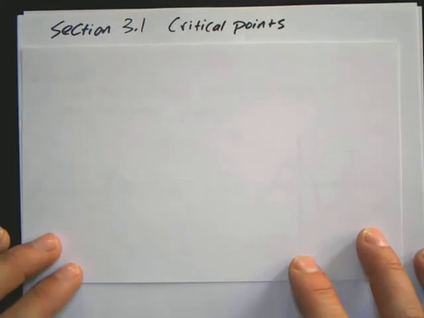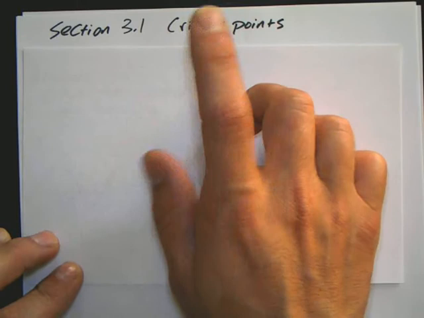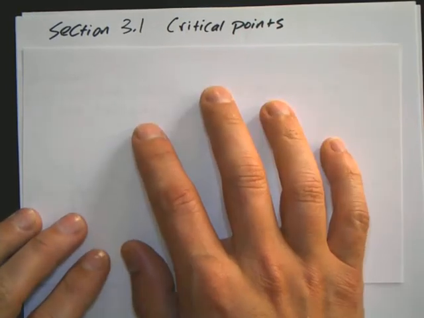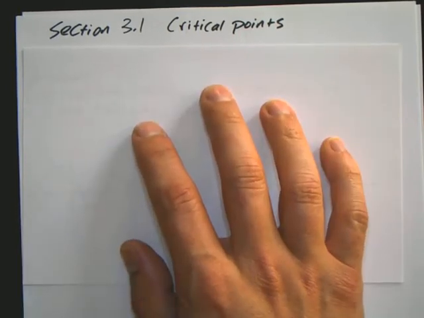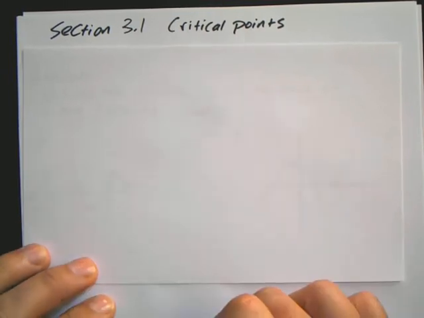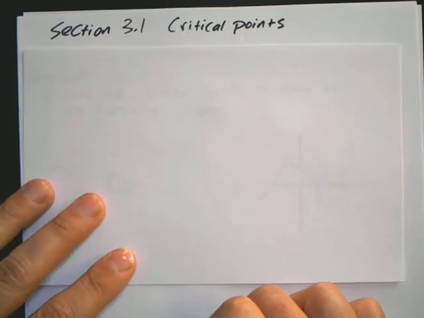Alright, in this video we're going to introduce 3.1, which is dealing with critical points. So this is the beginning of Chapter 3, and Chapter 3 has to deal all with applications of the first derivative and second derivative. So now that we've gone through and found all these derivatives through the chain rule and product rule, we're going to actually start doing a lot of stuff now that we find the derivative.